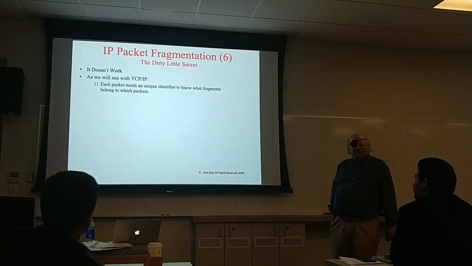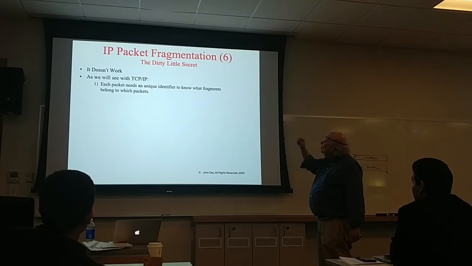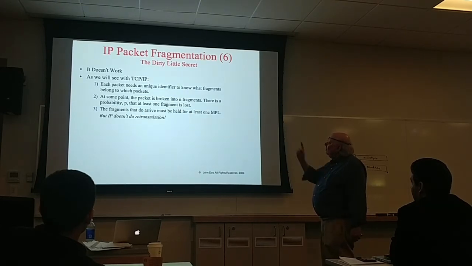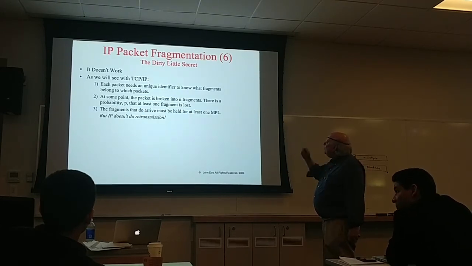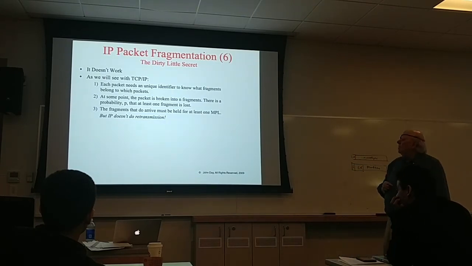Consider the following. As we'll see with TCP, each packet needs a unique identifier to know what fragments belong with which packets. At some point, the packet is broken into n fragments, and there's a probability p that at least one fragment is lost. The fragments that do arrive must be held for at least one maximum packet lifetime, but IP doesn't do retransmissions.